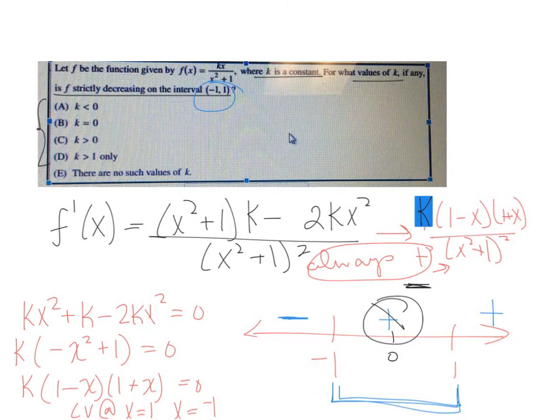Okay, let's check the other ones just for fun. What if k is 0? Well, if k is 0, then plugging in 0, it's 0 times 1 times 1, so it's just going to be 0, so that's not going to work. What if k is positive? Well, it's going to be a positive times a positive times a positive over a positive, because we're using the interval between negative 1 and 1, so we go ahead and use 0. What if k is greater than 1? Again, if k is 5, this is a positive times a positive over a positive. So the correct answer is if k is less than 0.